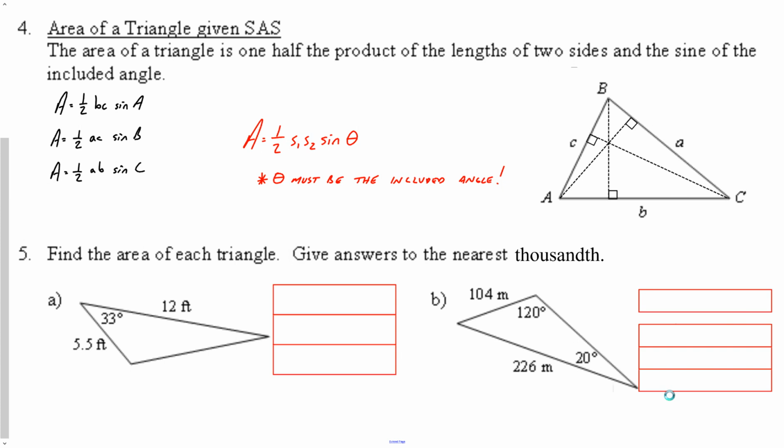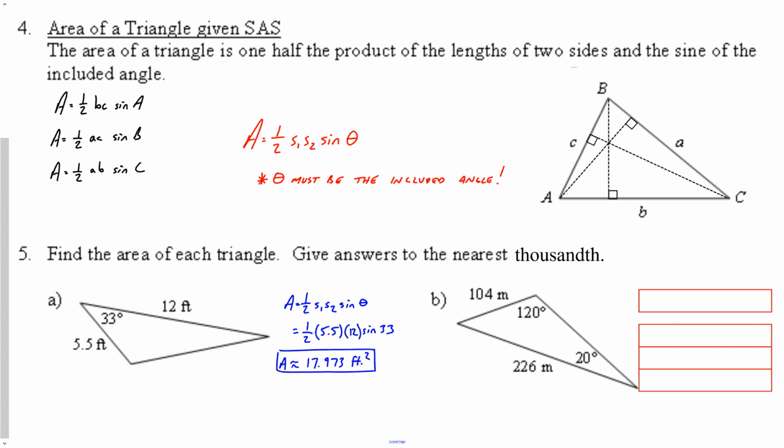So when we go to use this, in number 5, part A, we notice here we have 2 sides of a triangle and we have the included angle. So we would need to start out with the formula area equals 1/2 side 1 times side 2 times the sine of theta. Now we just plug in our values. So 5.5 and 12 go in for side 1 and side 2. It does not matter the order. And then we have the sine of 33, again, because we know the theta angle has to be the included angle. So when we put that all through the calculator and round it to the nearest thousandth, we find that the area is 17.973 square feet.